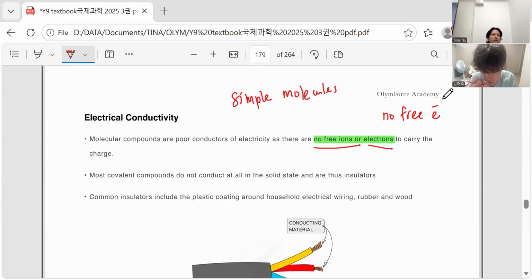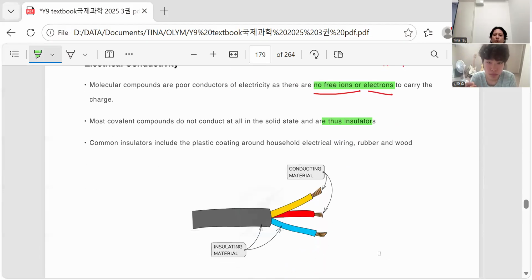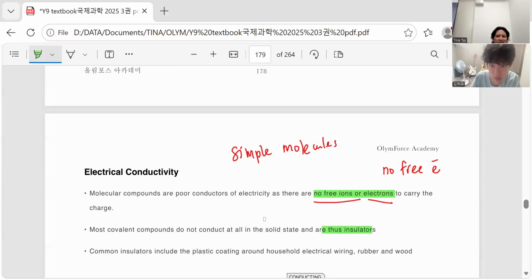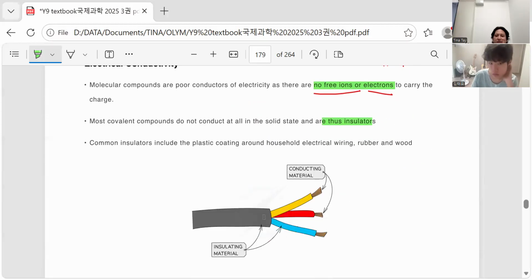All right. So what happens is, these compounds, if they are in solid, they cannot conduct electricity, so we use them as insulators, like rubber, wood, plastic, they're all covalent. Easy, right? So covalent, very easy, very simple. The properties you learn now are very, very simple.